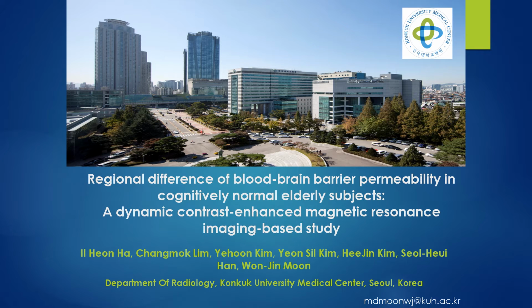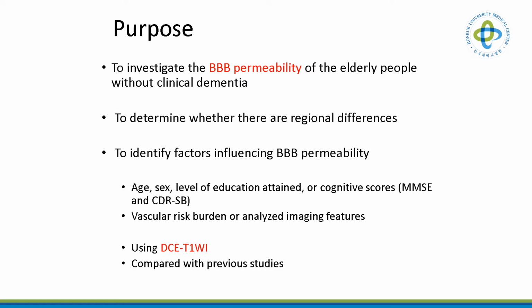This study is regarding regional differences in the blood-brain barrier permeability, measured with dynamic contrast-enhanced MRI imaging. The purpose of this study is to investigate the BBB permeability of cognitively normal elderly people and to set a normal standard based on the result. Also, we aim to analyze regional differences and factors that affect BBB permeability.